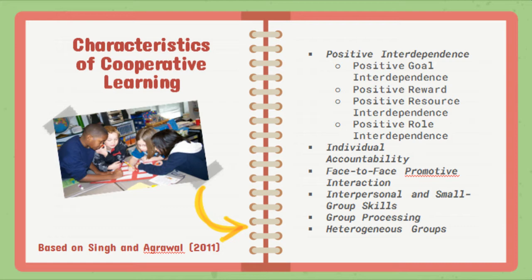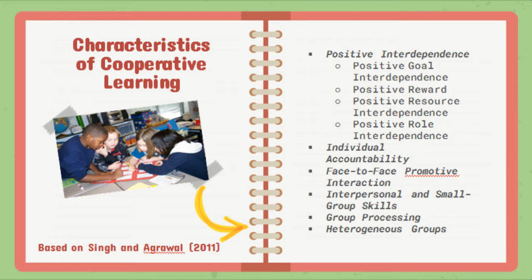So next is positive reward. In this session, all students get and receive the same reward when all group members can achieve their goals. Next is positive resource interdependence. In positive resource interdependence, each member of the group has a source of information or material needed to complete the task, and the information sources can be combined within the group so that its goals can be achieved.